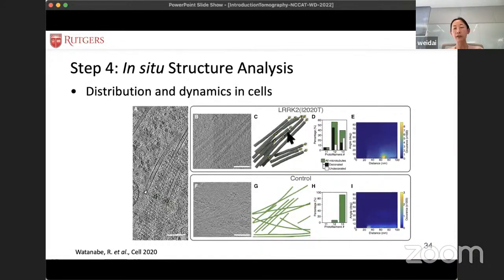And you can perform all different kinds of structure analysis between large-decorated microtubules versus control, basically no large-associated microtubules. You can track individual filaments. You can also compare, for example, the distance between different filaments, and also the angle between neighboring filaments. So all this kind of structure and spatial distribution information can be resolved from cellular tomograms, okay?